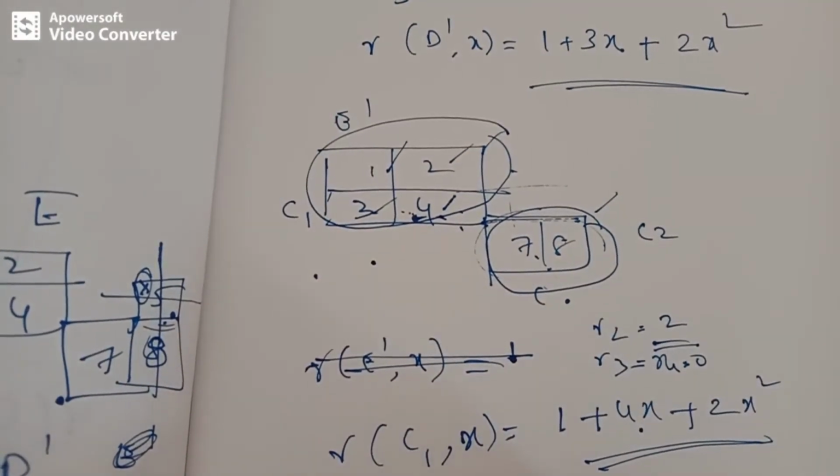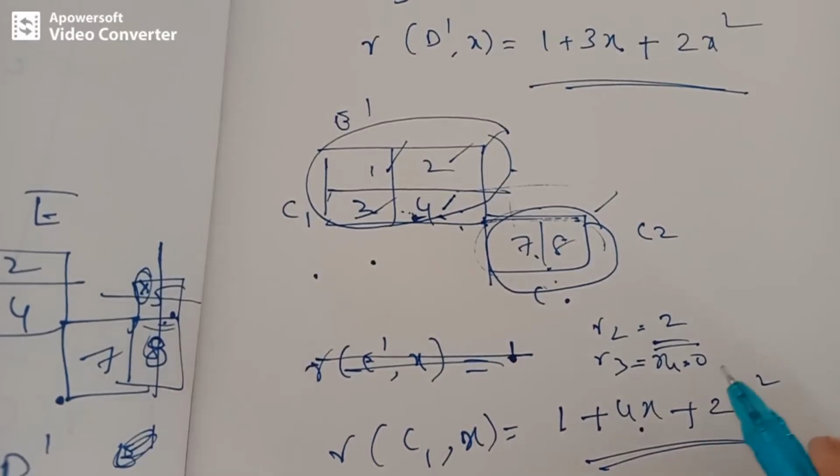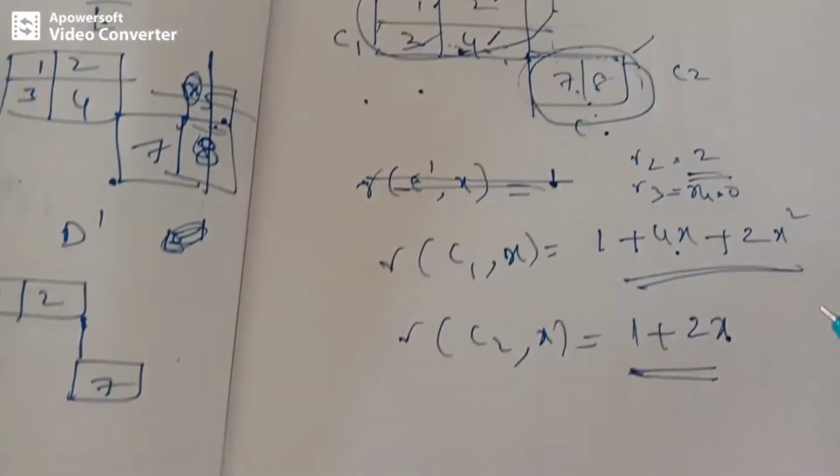Next, coming to R of C2 comma x, how many squares are there? 2 squares. So I'll be writing it as 1 plus 2x. And can we place 2 pawns together? No, right? So this is just the value of both of them.